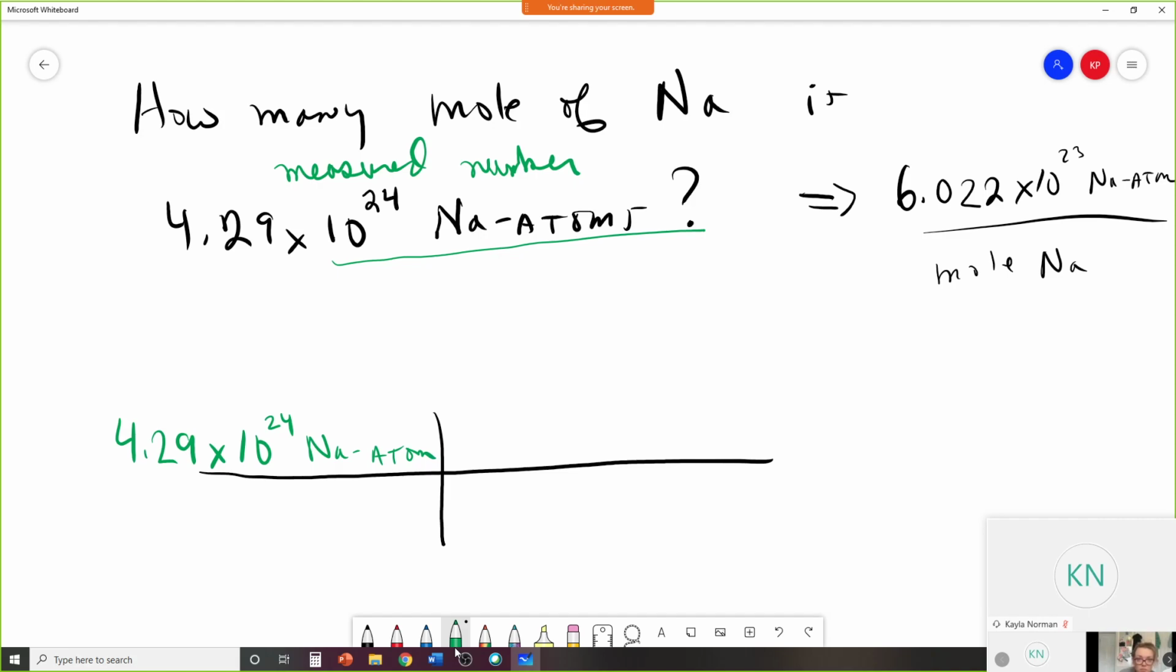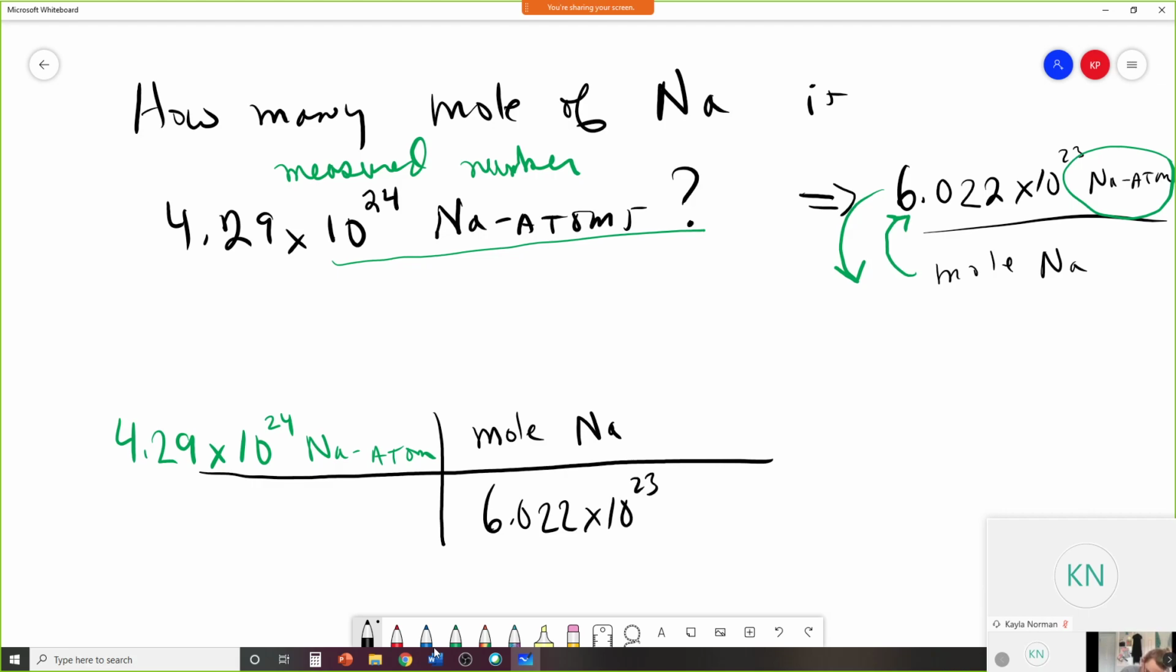All right. So what goes down here? Sodium atom. It's got to be sodium atom. Where do I see sodium atom? Right there. So I'm going to have to flip this relationship over to get sodium atom on the bottom. So we're going to say 1 mole sodium for every 6.022 times 10 to the 23rd sodium atoms. Oh, look what happened. You see that? Sodium atom canceled.